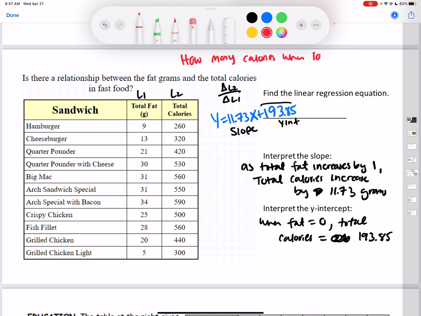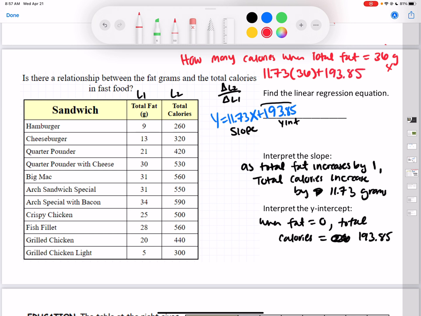But if I want to say how many calories when total fat equals 36 grams. There's no data that supports 36 grams, so it's not a specific number that I'm looking for, but it's asking me to use my linear regression line to make that prediction of what I think the number of calories is for 36 grams of fat. So 36 grams of fat, that is an x variable. So when you're solving for specific values, you have to know what's your x, what's your y. So in this case, I can plug in 36 into my x and solve for my y to find the total number of calories.